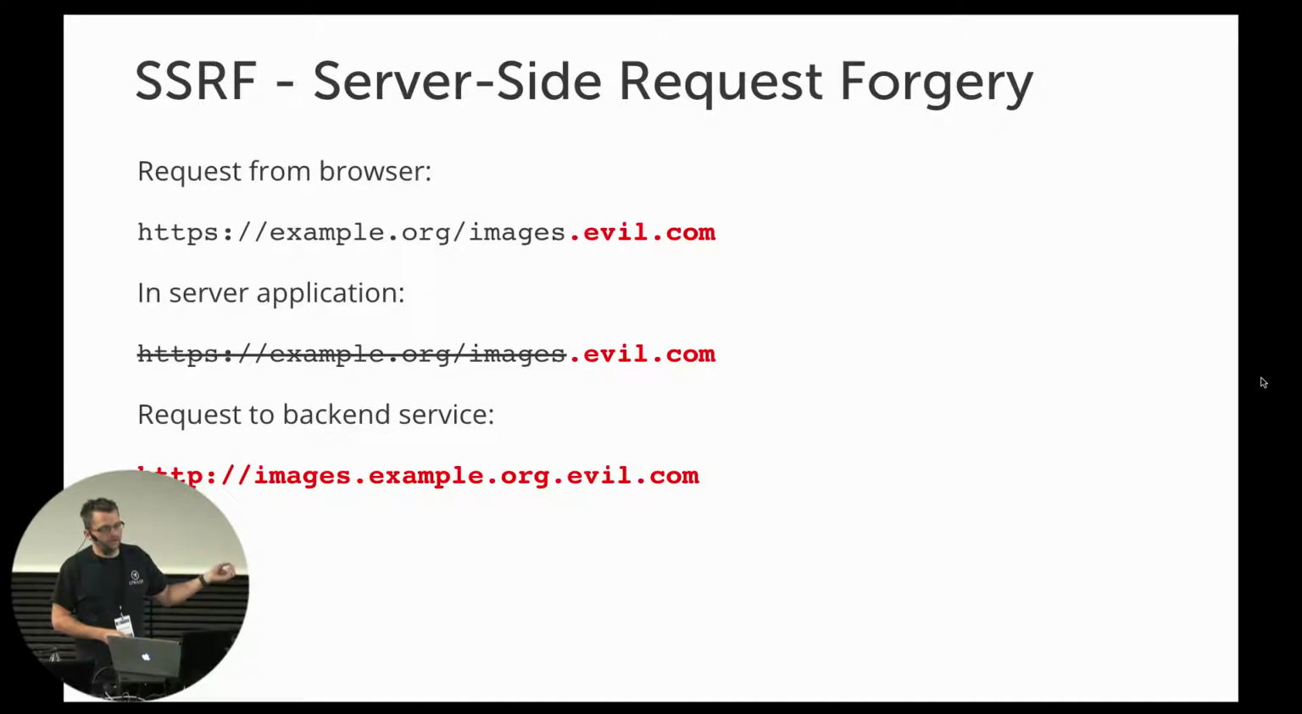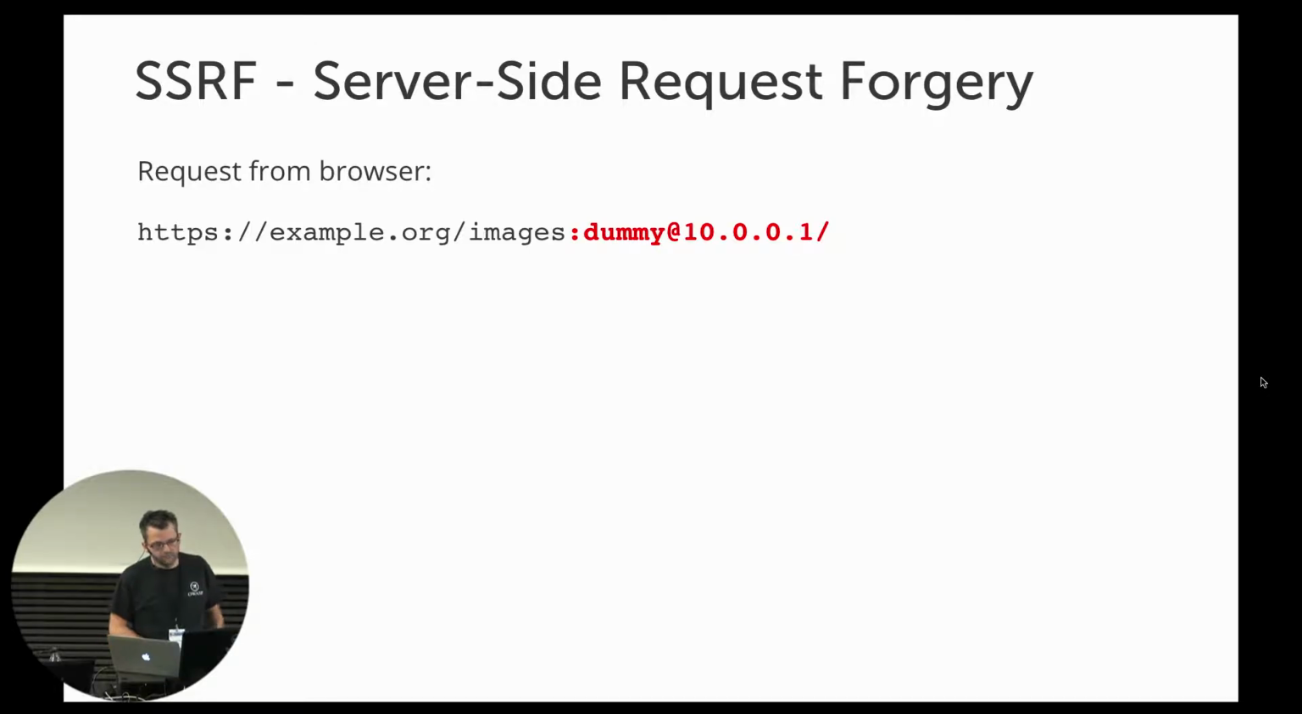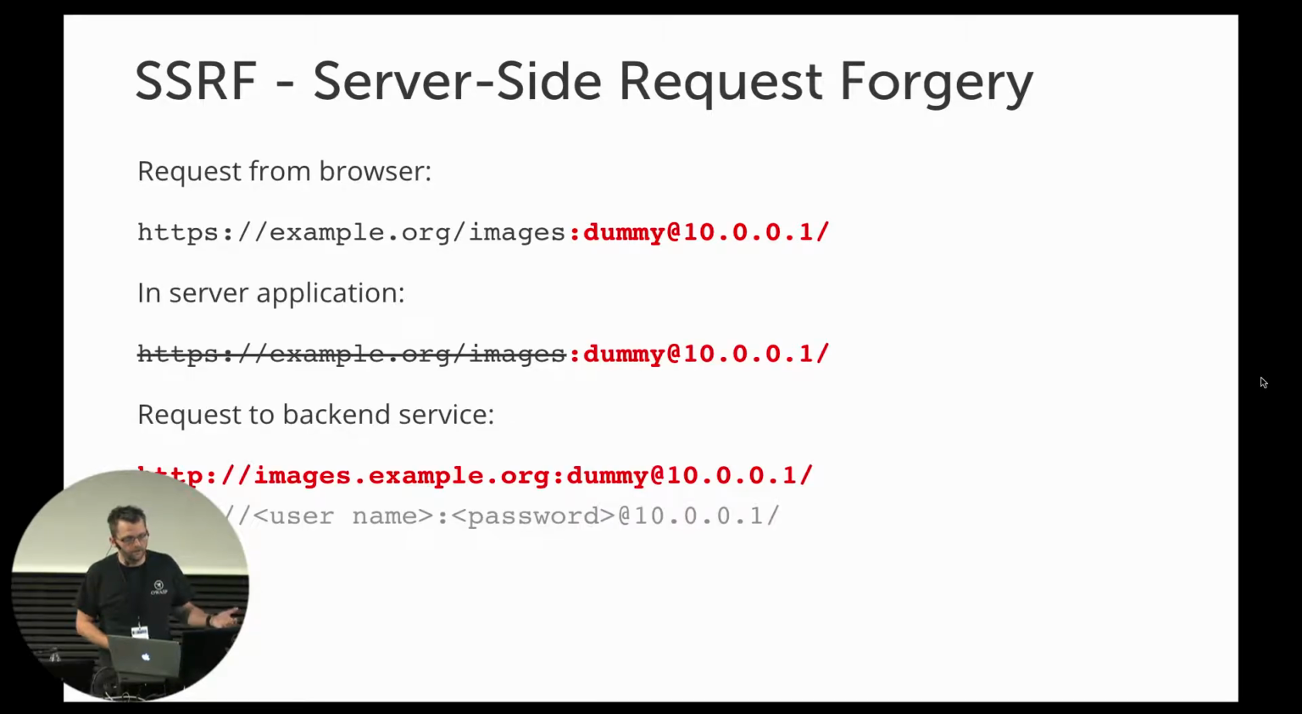Let's say they were adding a basic auth header or some other kind of authentication header to the requests that they send to their backend system. They will now send us those tokens instead of sending them to the intended server. There are other ways of doing this as well. In this case, we can try to port scan the internal environment by creating a basic auth login at the beginning. So in this case, images.example.org would become the username, dummy would become the password, and the actual IP that we would go to would be 10.0.0.1.